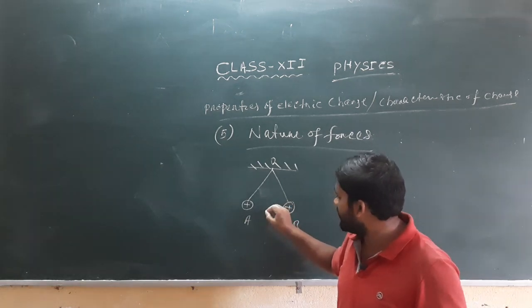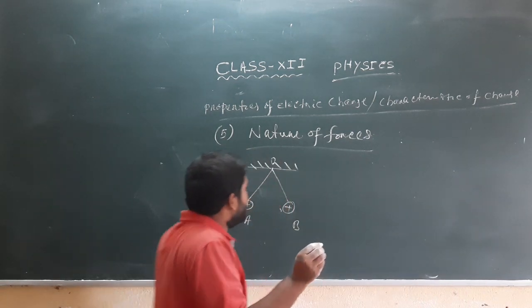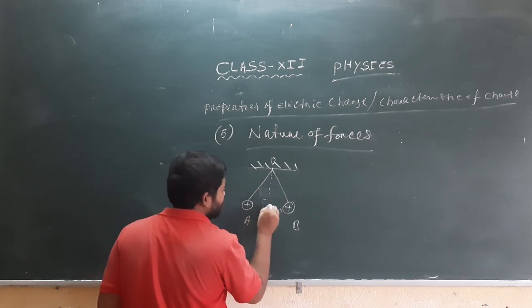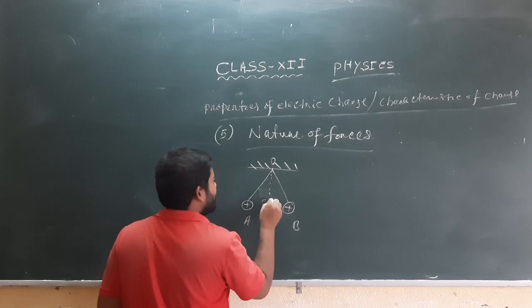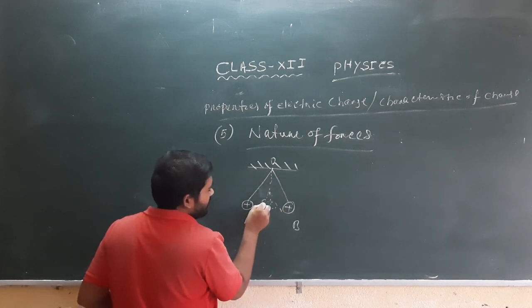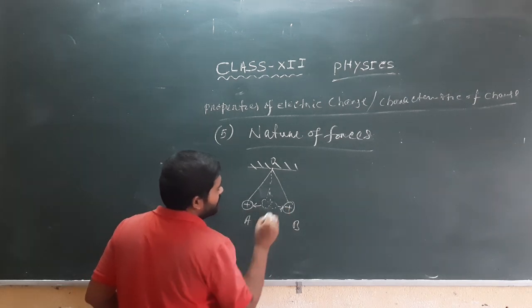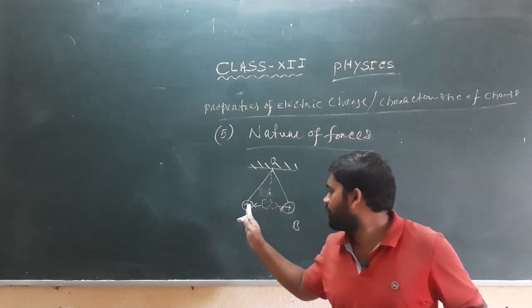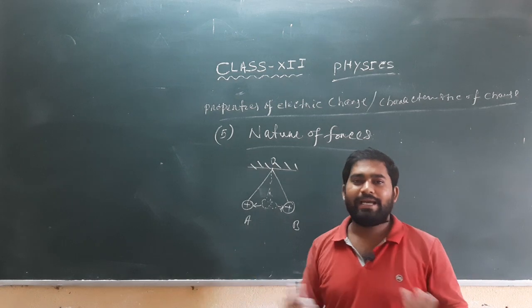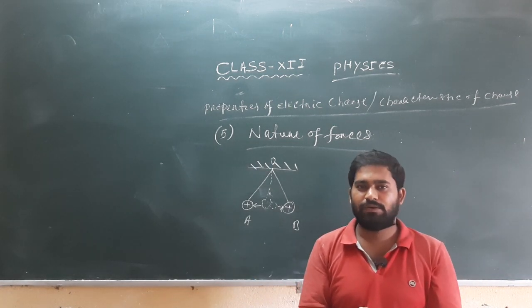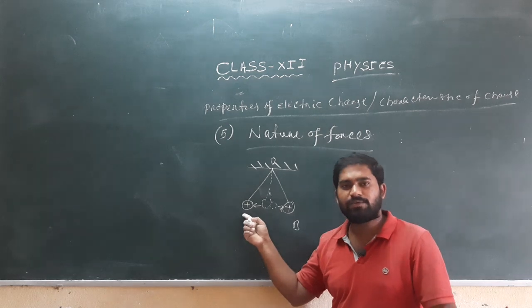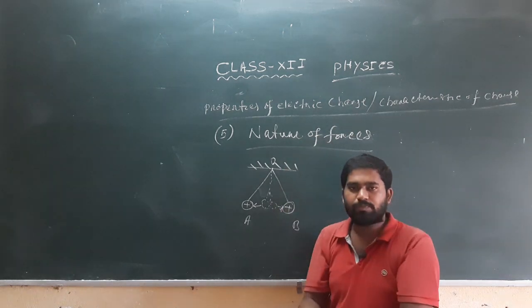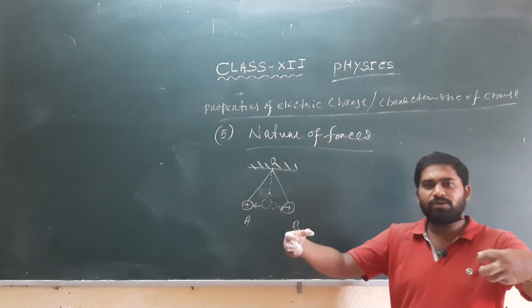Both A and B move away, so from the initial position, when both the bodies are left, we find both the bodies move away from each other. And moving away from each other means we can say both ball A and ball B acquire the same type of electric charges. Same type of electric charges means A acquires positive charge and B acquires positive charge, and when positives are suspended from a common point, they experience a repulsive force.